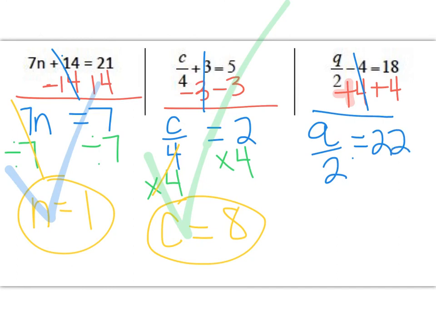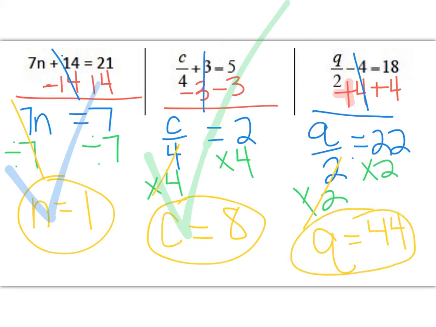Now I see that Q is being divided by 2, so I need to multiply by 2 on both sides. And then dividing by 2 and multiplying by 2 cancels. So I'm bringing down the Q, and then 22 multiplied by 2 is 44. So let's see if this works. If I take 44 and plug it in here, 44 divided by 2 is 22, minus 4 gives me 18. So that is nice, one big check.